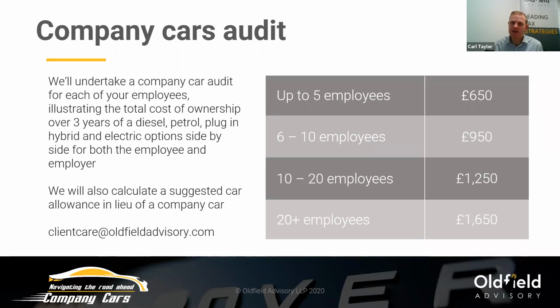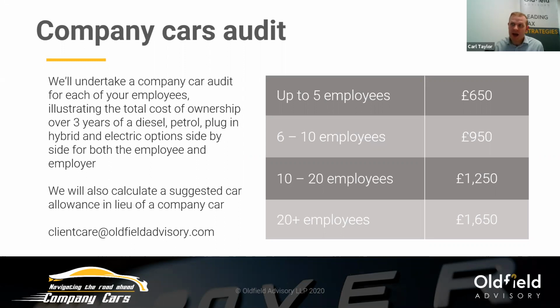And we'll illustrate the options for that employee. So we'll illustrate the diesel options, the petrol options, the hybrid, the electric. And we'll calculate a 3-year cost for the employer of that car and also for the employee. So it means straight away you can easily see what is the best option for this particular employee's circumstances: what's the lowest cost for them in terms of tax, and what's the lowest cost for you as an employer. And we can also calculate a suggested car allowance if that's the route you want to go down. I know there were some questions about how to calculate the right level of car allowance, so we can look at that for you there.